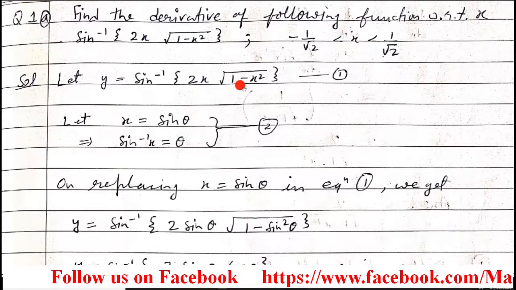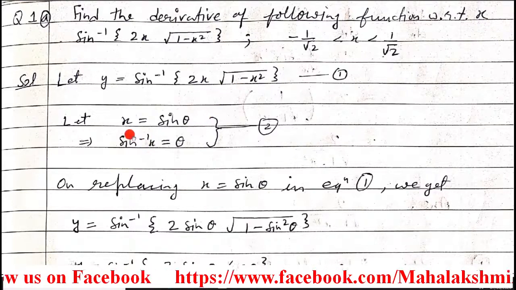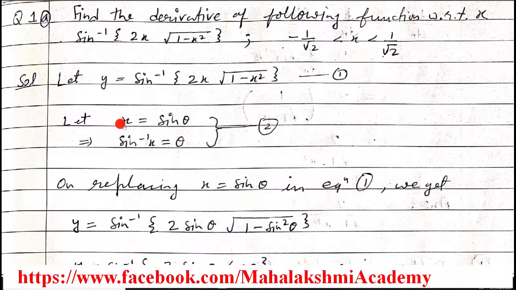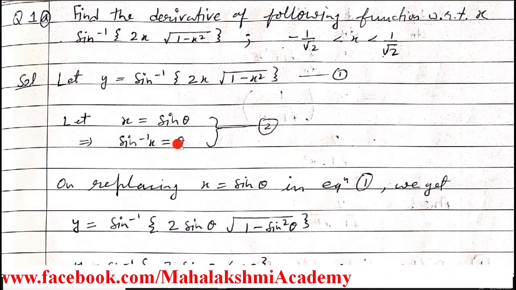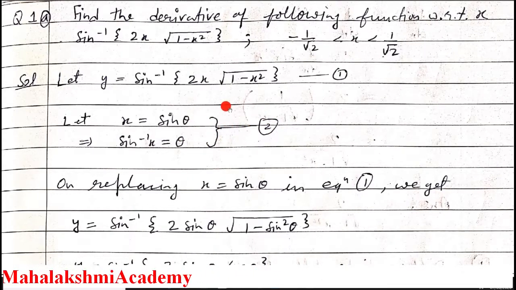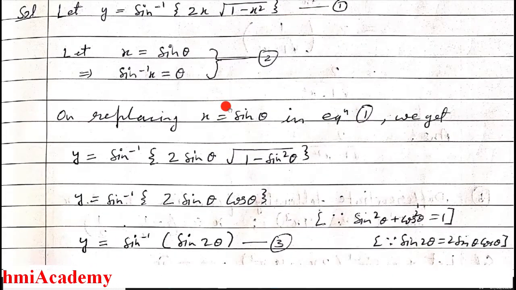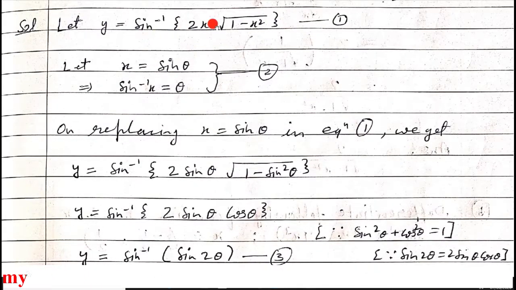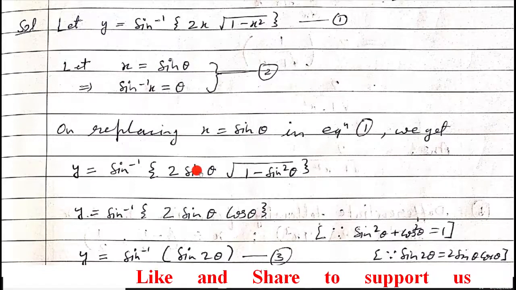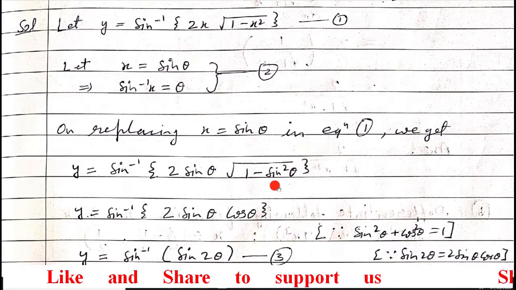For that we will do the substitution. Here we will assume x is equal to sine theta. From here, when sine goes to the other side, it becomes sine inverse x is equal to theta. This equation I named as equation 2. Now in equation 1, instead of x we will replace sine theta. So when we replace x with sine theta, we will get equation 1 as like this.